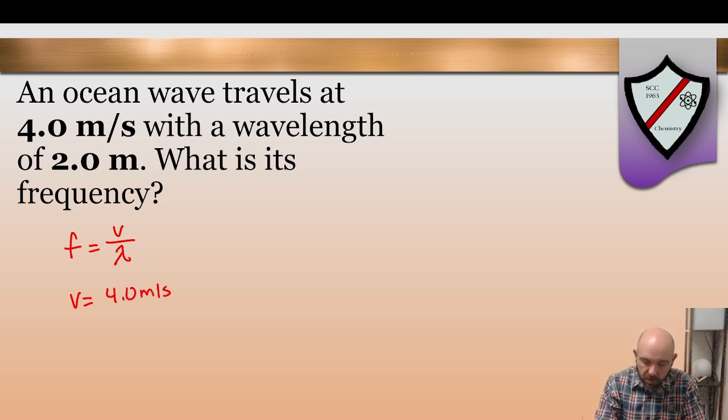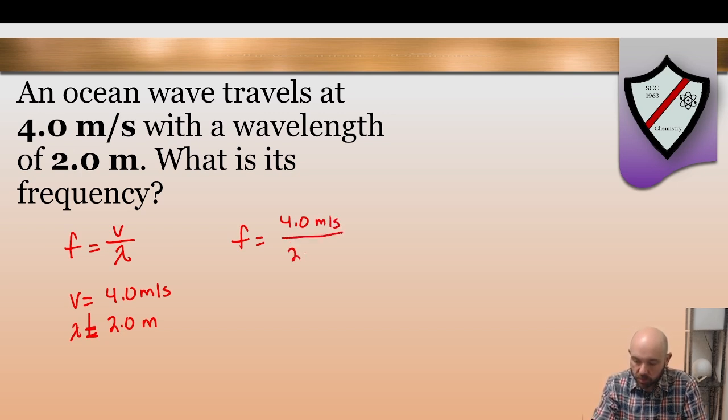And the wavelength, rather, we're solving for frequency, the wavelength is 2.0 meters. And that was an errant mark. That was supposed to be just an equal sign there. So now I've got the variables I need to solve for this formula. All I need to do is plug everything into my rearranged frequency formula. I can see that I put the speed on top, 4.0 meters per second, the wavelength on the bottom, which is 2.0 meters.